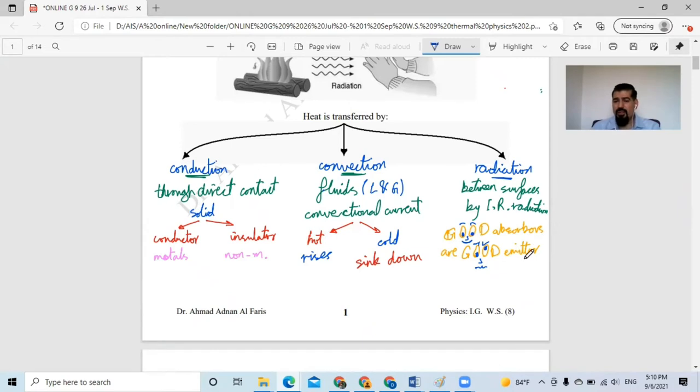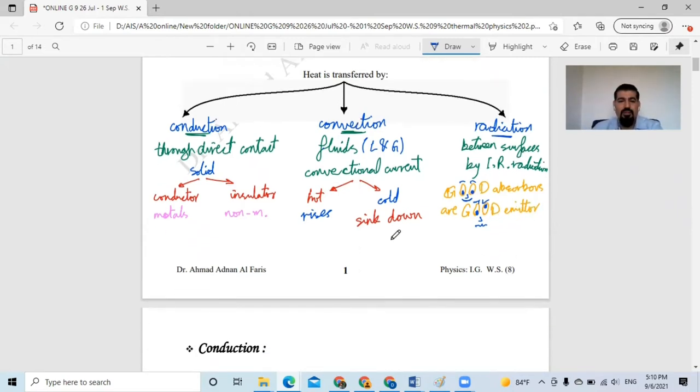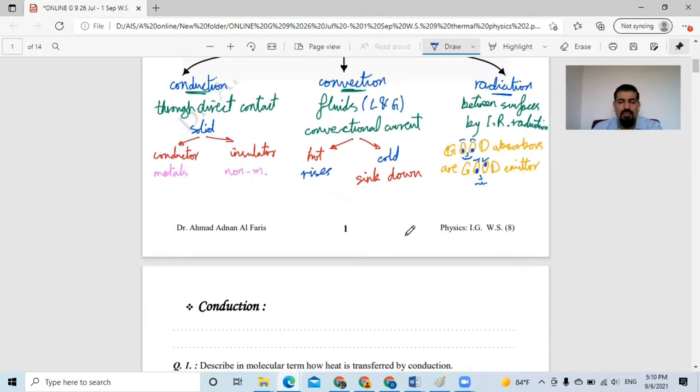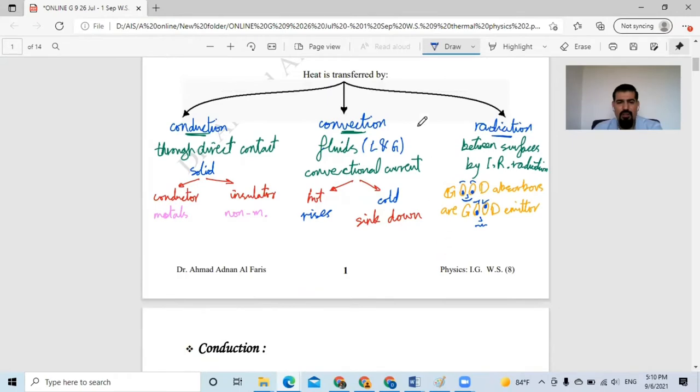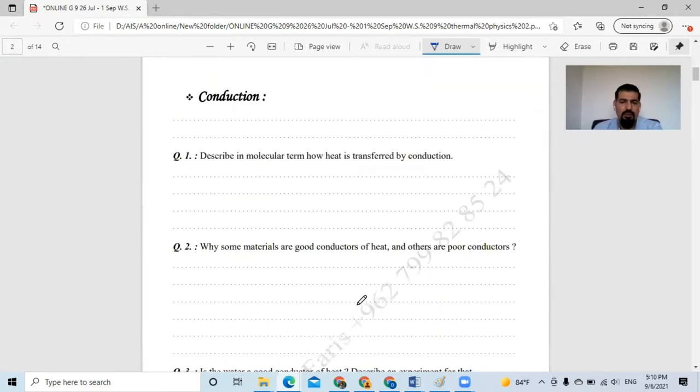So good absorbers are good what? Emitters. That's the rule here. Okay, write this down. Are you done? Take a screenshot if you want. These are the three ways to transfer heat. Now we are going to talk about each one of them in detail.